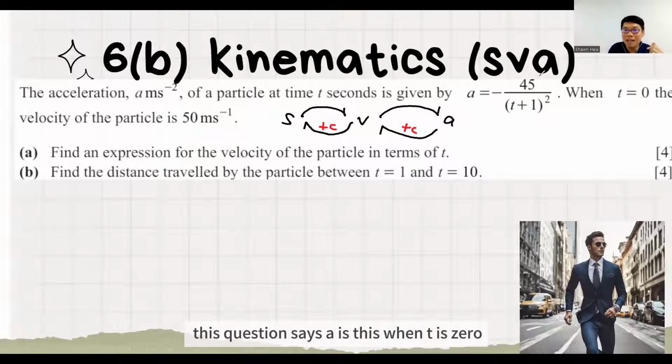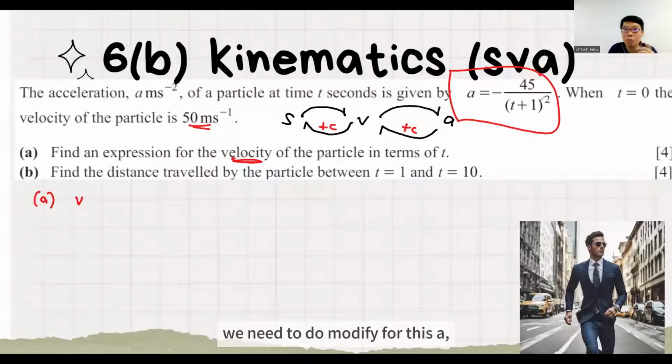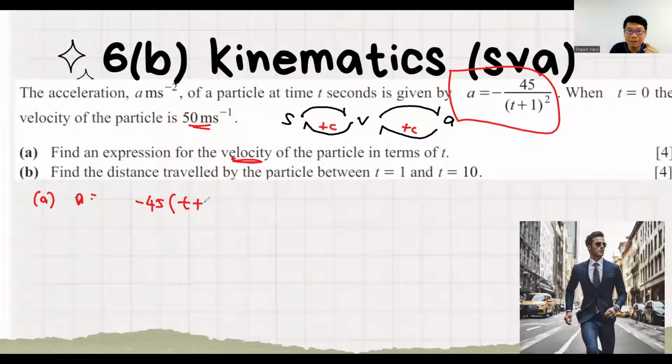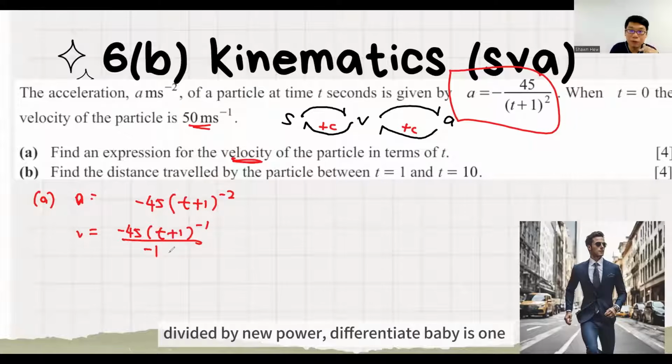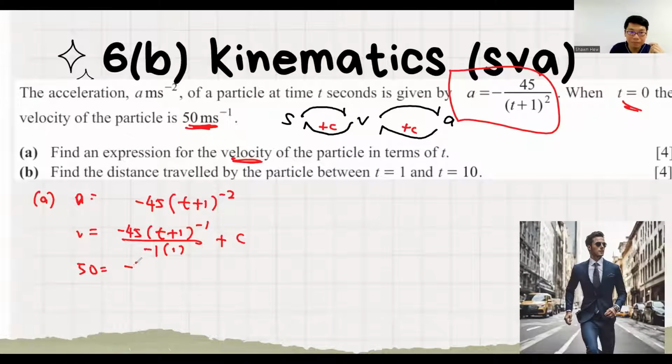This question says A is this. When t is 0, the velocity is 50. This information is for you to find the plus C value. Find the expression for velocity. We need to modify this A, so A equals -45. The denominator must show up first. We integrate this: power plus 1, divided by new power, differentiate b is 1. Remember plus C. And then next, they say velocity is 50 when time equals 0, so we substitute in. C is 5.